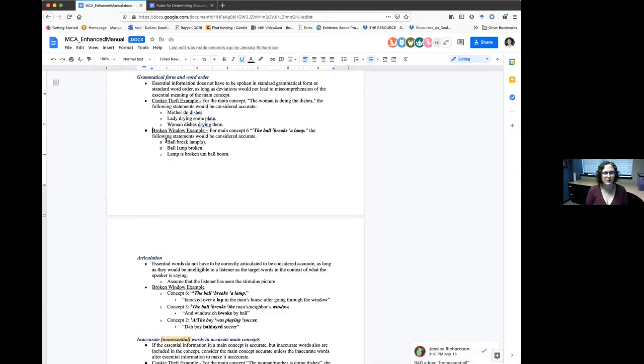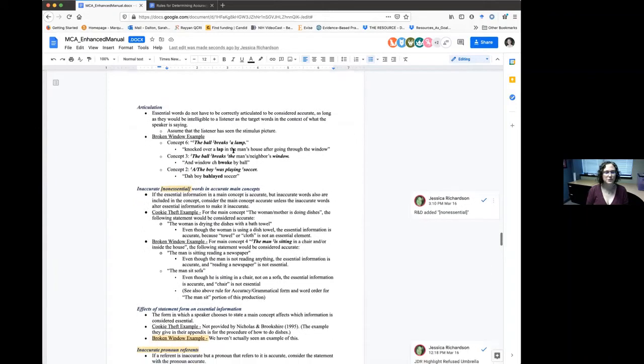And the reason is because in each of these statements we have all 3 of the essential elements, and the meaning of the statement is preserved. So it still very clearly corresponds to the idea of main concept 6.